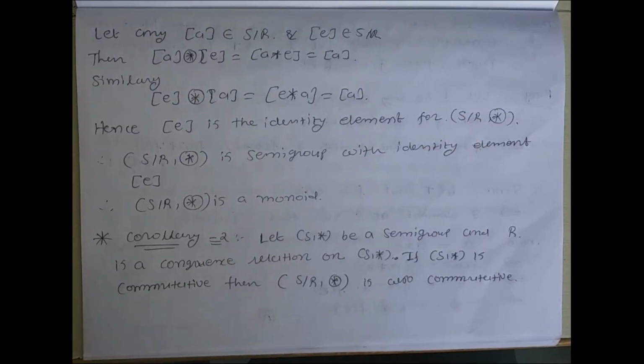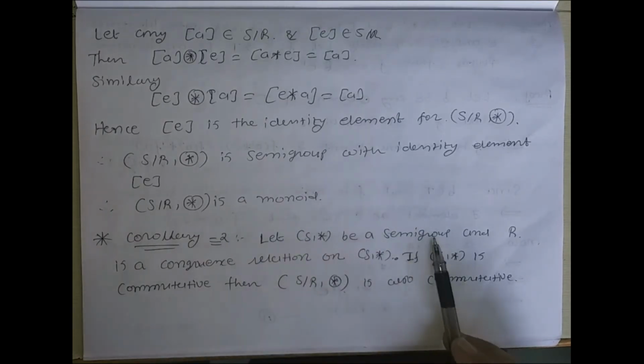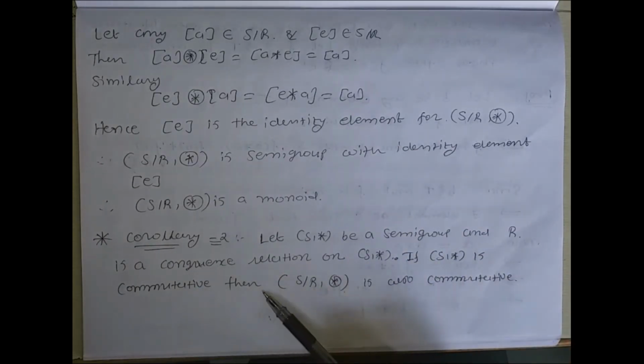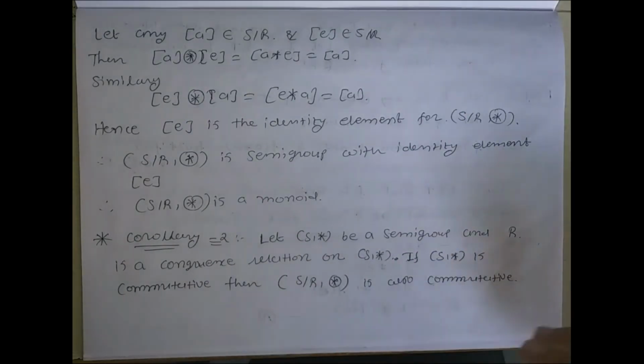Now the corollary number 2. Let S star be a semigroup and R a congruence relation on S star. If S star is commutative, then S quotient R with ring star is also commutative. In corollary 1, S star is a monoid, so we saw that S quotient R is also a monoid. And in this case, S star is commutative, so now we will see that S quotient R is also commutative. So let us see.